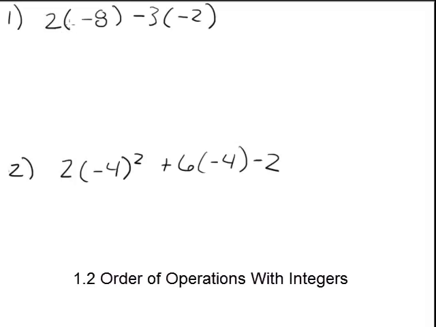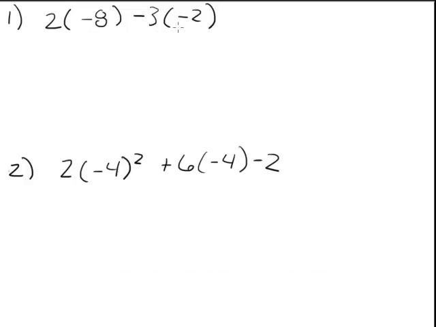Okay, so here in the first question, it's 2 times negative 8 minus 3 times negative 2. So remember, we have to do our multiplication before we do the adding and subtracting. So here are the two multiplications that we have to do. It's this one right here and this one right here.